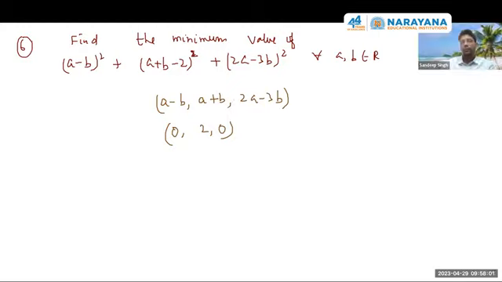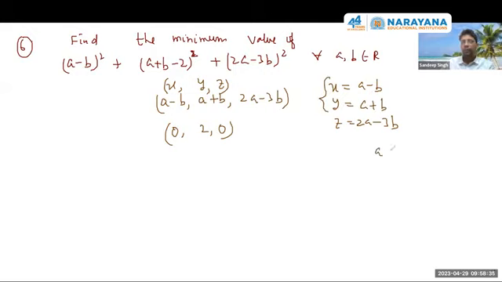A minus b, a plus b. Suppose you take this as x as a minus b, y as a plus b, and z as 2a minus 3b. Correct? So now you can calculate a and b and substitute it over here. So this is the distance formula. This I have taken as x, this as y, this as z. So this is a moving point on which plane that I can identify from this. So let us calculate a and b from here. So a will be x plus y by 2 and b will be y minus x by 2.